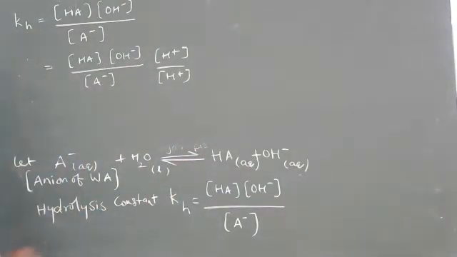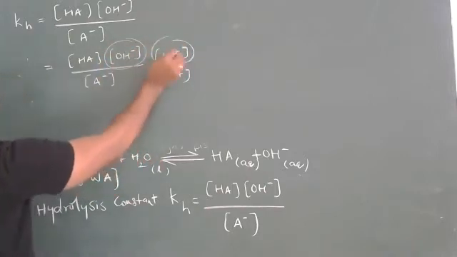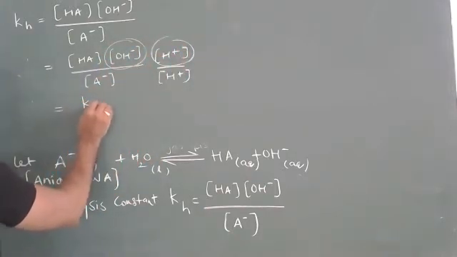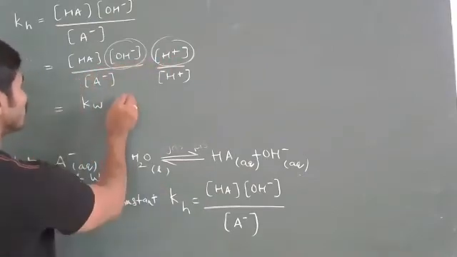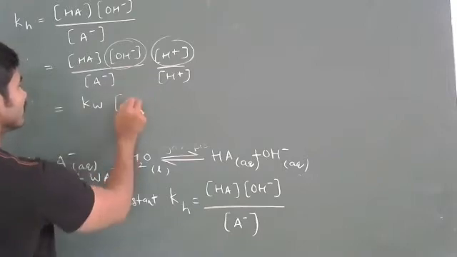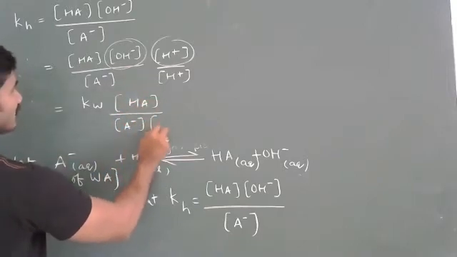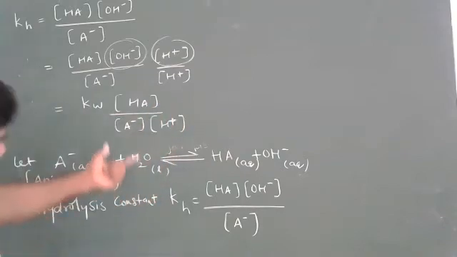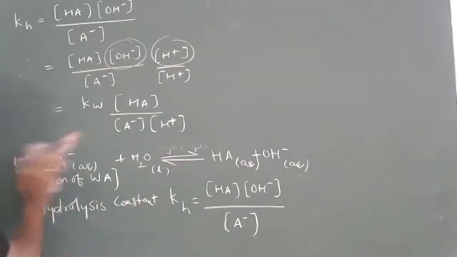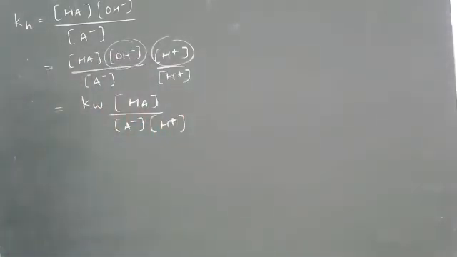So here what can I do? H plus into OH minus, this I can write as KW. I can write KW in place of H plus and OH minus. Remaining is HA concentration by A minus concentration into H plus concentration. Right? What can I write for this value?